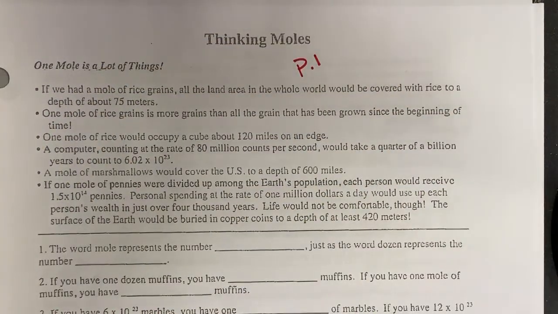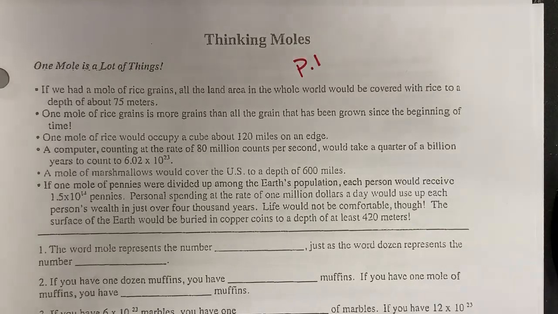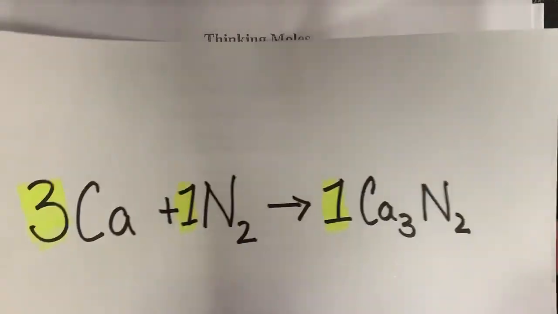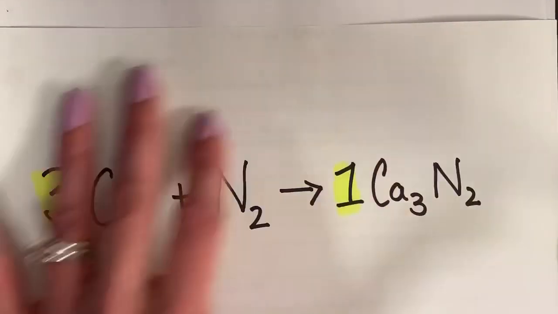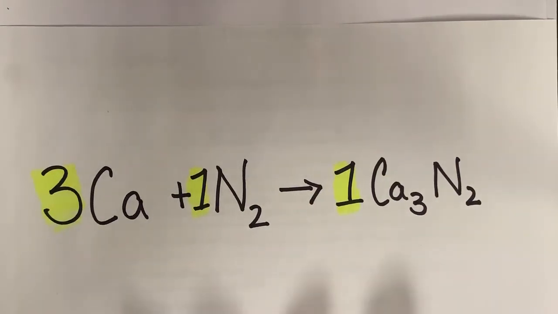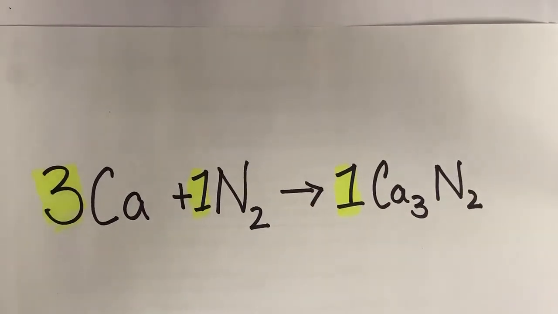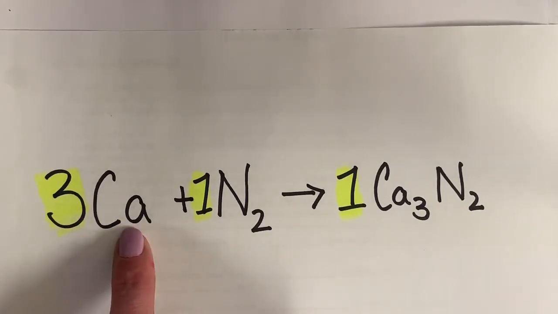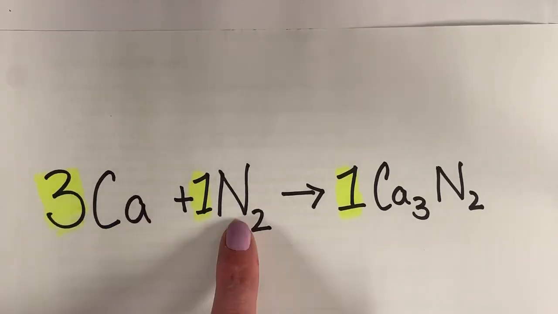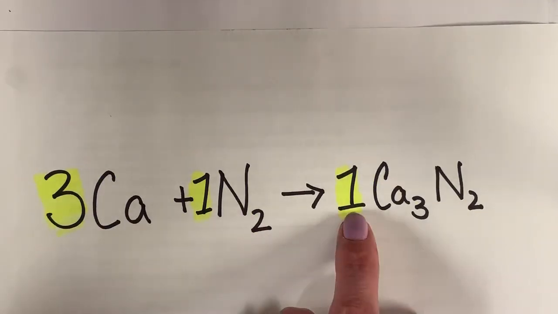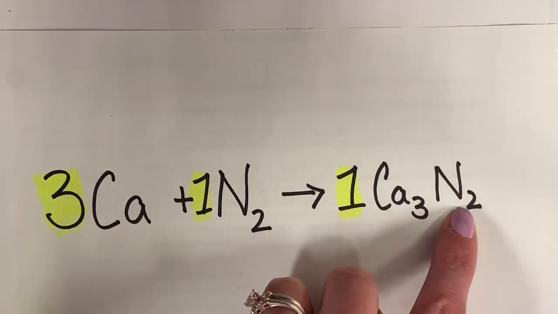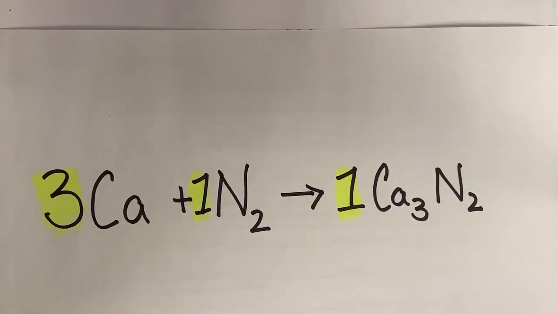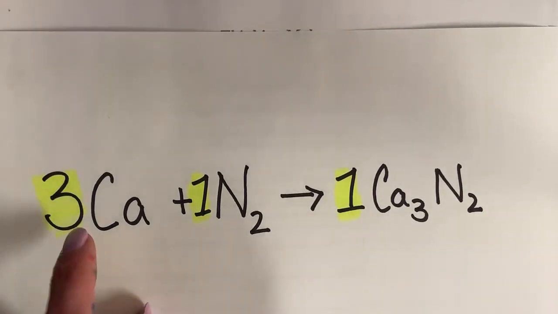Okay, so here's the concept of stoichiometry. In our last unit, we were working with chemical reactions, and we spent a lot of time figuring out how to balance them. So here I've got a balanced synthesis reaction where I'm told that I need 3 calcium atoms reacting with 1 nitrogen molecule to make 1 molecule of Ca3N2, calcium nitride.